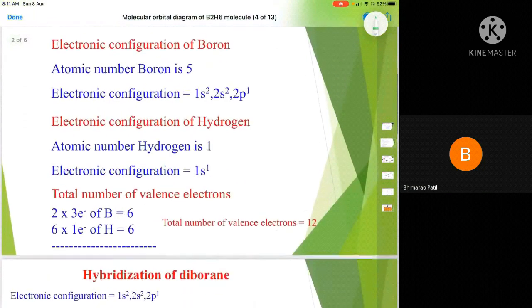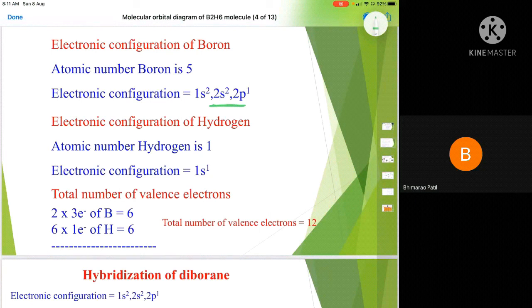Let's go to the electronic configuration of boron. You know that the atomic number of boron is 5. The electronic configuration is 1s2, 2s2, 2p1. Here, the boron atom contains 3 electrons in its valence shell. In boron, the valence shell is the second shell, and therefore the total number of valence electrons in the boron atom is 3.